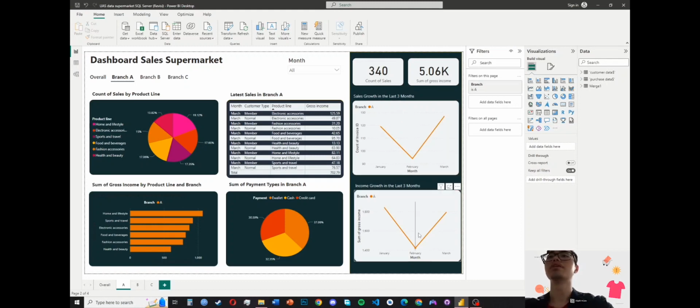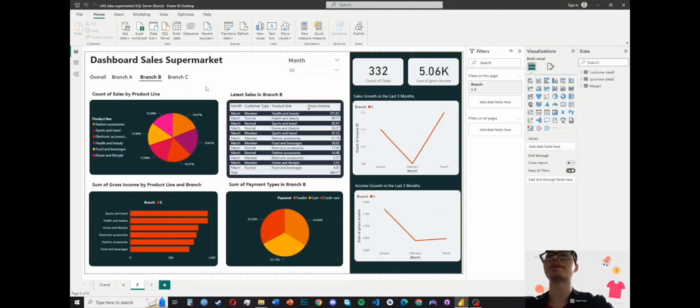On branch B, the dashboard tells us about the financial state of branch B in the supermarket. The information displayed in the dashboard is also the same as the one in the previous page, but filtered to only show us information about sales that occurred in branch B. Here we can see that the fashion accessories line is the most popular product line in branch B. And we can see the latest sales of branch B. And the most popular payment type is e-wallet. The branch has made 332 sales and also made $5.6 thousand of gross income. Branch B has experienced growth in the third month in sales and a slight increase in income.